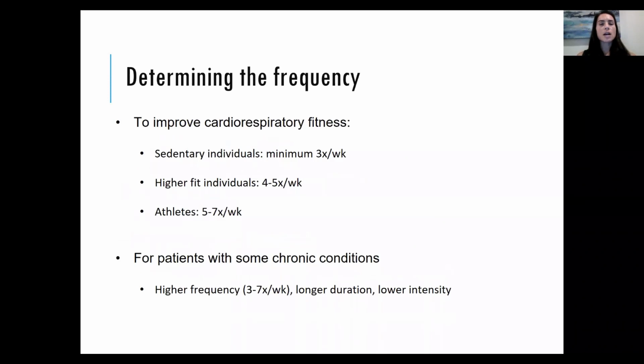So let's go ahead and talk about frequency. And we're going to go over each one of these in detail. Frequency is we want to improve cardiovascular fitness, right? So the way that we could do that is look at individuals who are clients who might be sedentary all the way to our clients who are athletes.